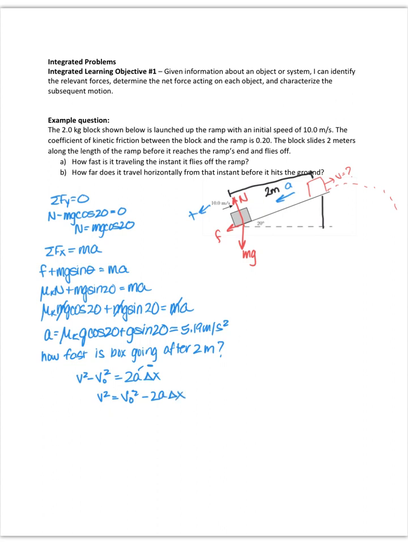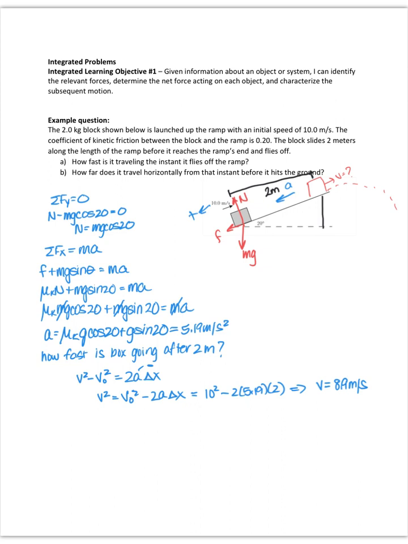I put that negative sign out front because my initial speed is 10, but I know it's going to slow down, so I have to subtract this second term, and that's why I know that acceleration needs to be treated as negative. And the total distance I've moved is 2 meters. If I go through the calculation and I solve for that v at the top of the incline, I get that it's 8.9 meters per second. So that's how fast the box is going when it leaves.